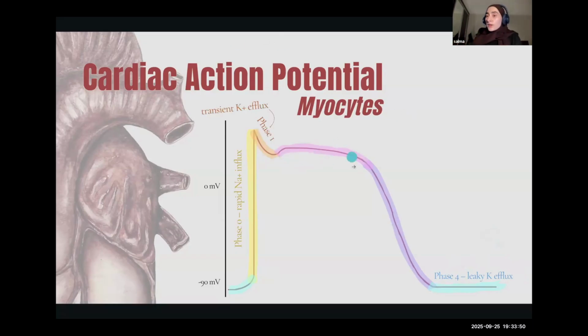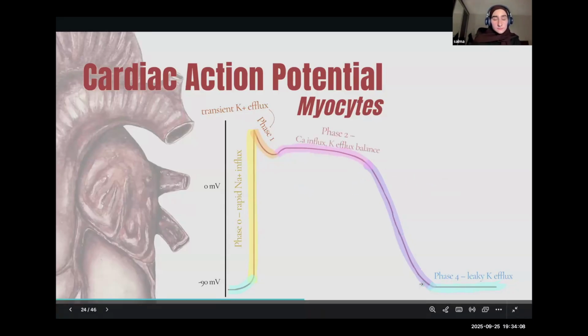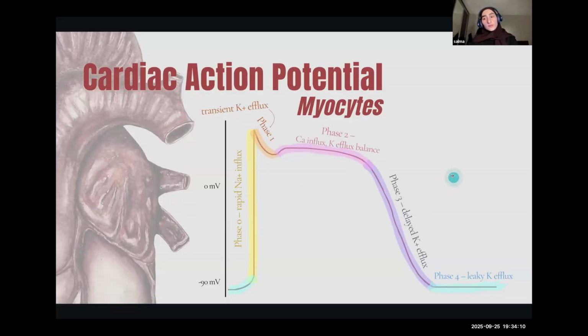And then this pink part, why do you have a plateau? Okay, Ca and potassium. If it was just Ca, then you would have a depolarization. But it's Ca and potassium balancing out, so you end up with a plateau. And then lastly, what causes this repolarization? Potassium leaving through your delayed rectifier channels.